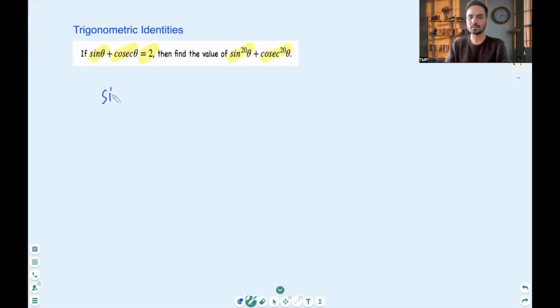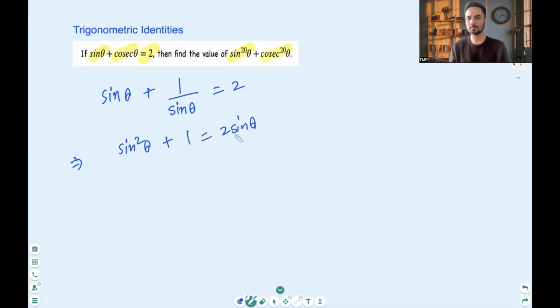We are given sin theta plus cosec theta equals 2. And we know that cosec theta can be written as 1 over sin theta. If we multiply both sides by sin theta, we'll get sin² theta plus 1 equals 2 sin theta, which can be written as sin² theta minus 2 sin theta plus 1 equals 0.